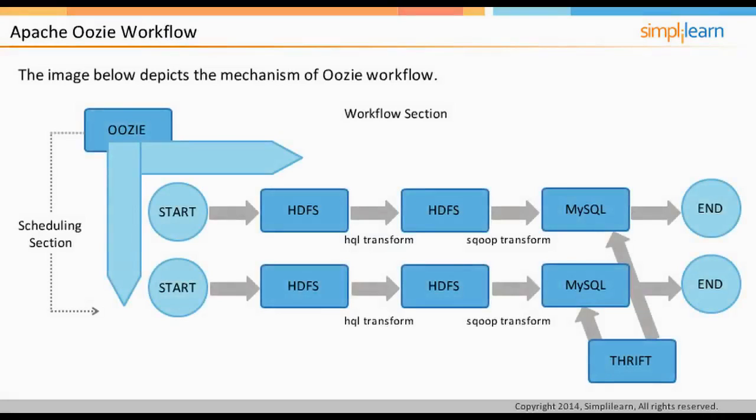The image on the screen depicts the basic mechanism of Oozie Workflow. The x-axis represents the workflow section and the y-axis shows the scheduling section. The structure is systematic so that the user can keep track of the progress of the flow. Consider the first flow in which data is extracted from HDFS using Hive Query Language or HQL and then stored in another location of HDFS. This data is then converted to structured data and stored in MySQL using Sqoop. This enables a user to create a systematic workflow for any type of Hadoop or Hadoop ecosystem-related jobs. In the next screen, we will further discuss Apache Oozie Workflow.